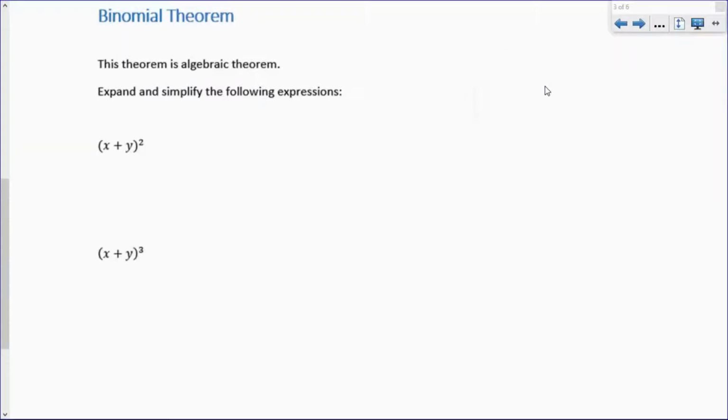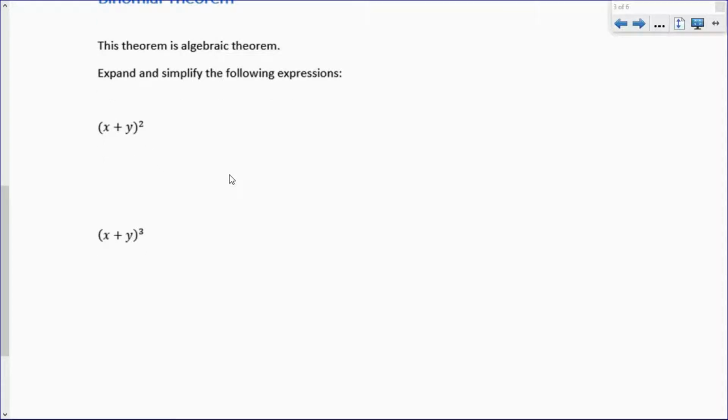Okay, let's look at some expanding of what are called binomials. A binomial is an algebraic expression with two terms. So x plus y, each of these is just x plus y. Let's look at what happens when you square x plus y. Remember that x plus y squared means x plus y times x plus y.